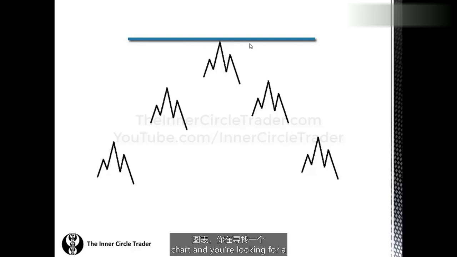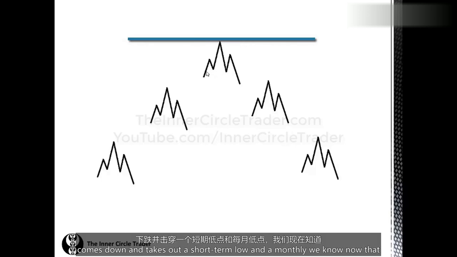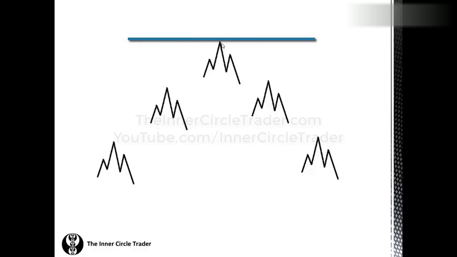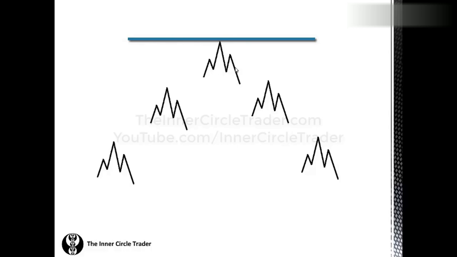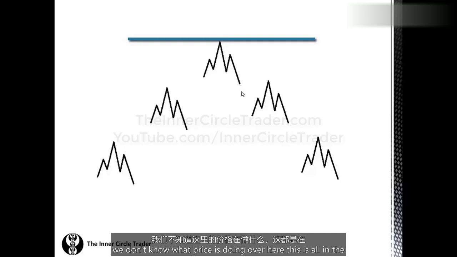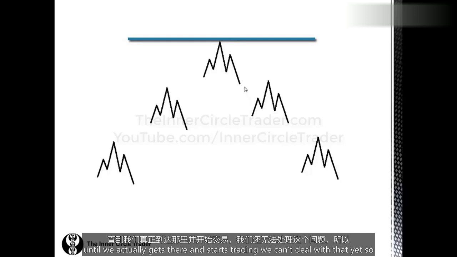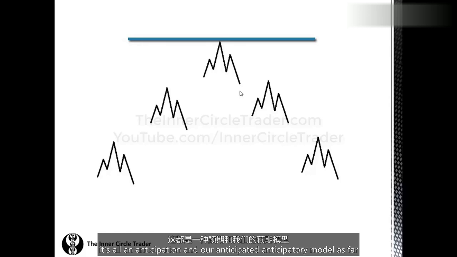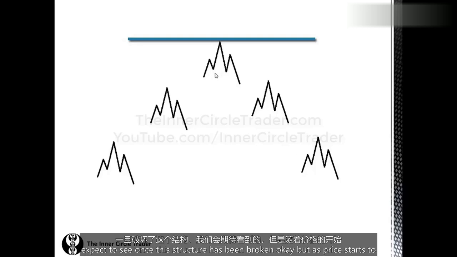Okay, so for an example, let's just say that this is a monthly chart and you're looking for a position trade. Okay, if the monthly hits a key resistance level like this and it comes down and takes out a short-term low in the monthly, we know now that market structure has broken. Okay, so we have a market structure shift right here. Now we don't know what price is doing over here. This is all in the future. We're anticipating these types of events in terms of price action, but until it actually gets there and starts trading, we can't deal with that yet. So it's all in anticipation in our anticipatory model as far as our framework and thinking about price action. This is what we would expect to see once this structure has been broken.